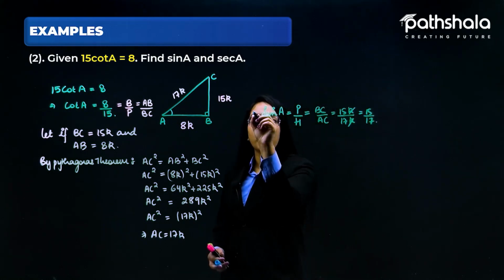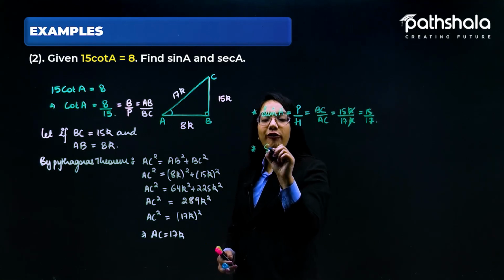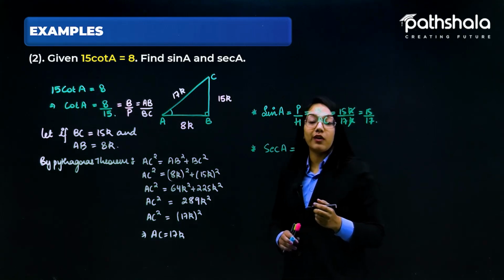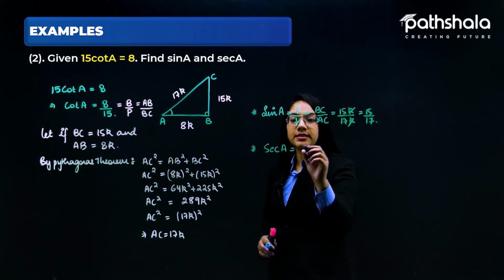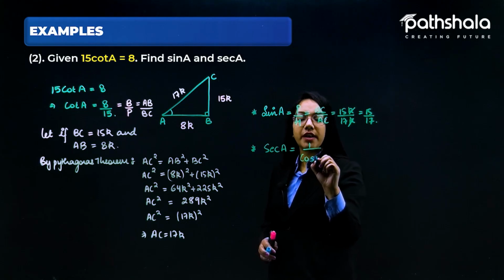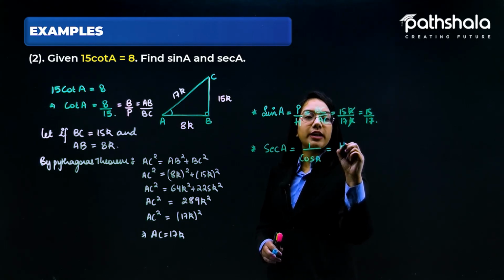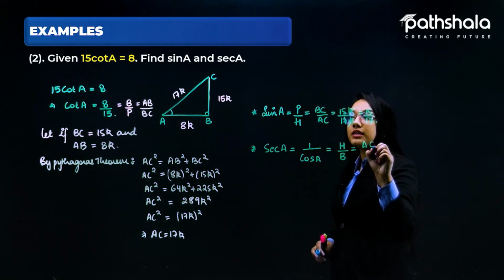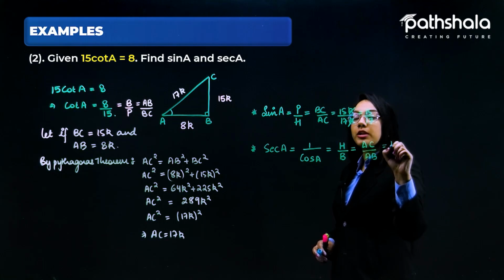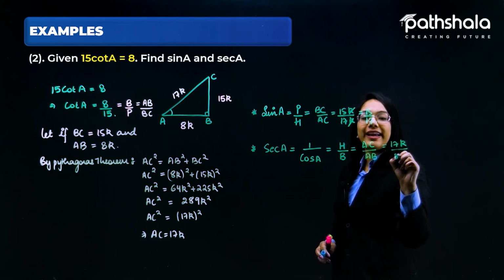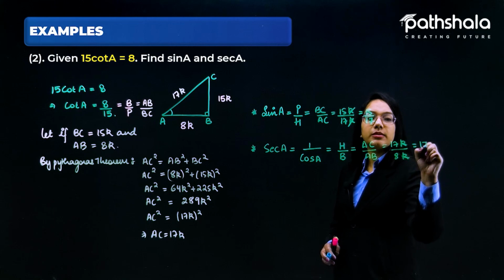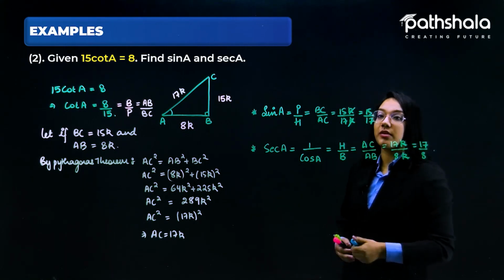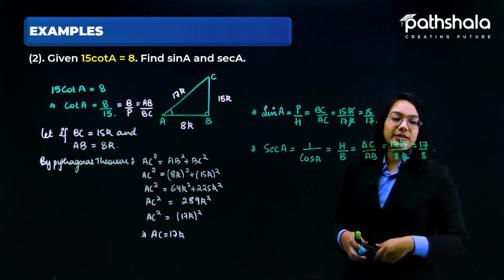Now let's talk about the second one, sec of A. Sec of A is the reciprocal of cos of A, and cos of A is base by hypotenuse, where the hypotenuse is AC and the base is AB. So this is 17k divided by 8k. K and K get cancelled. This is 17/8. So this is the answer for this question: sine of A is 15/17, sec of A is 17/8.